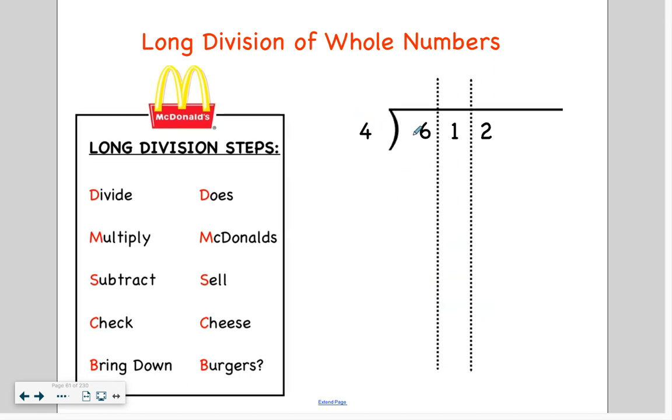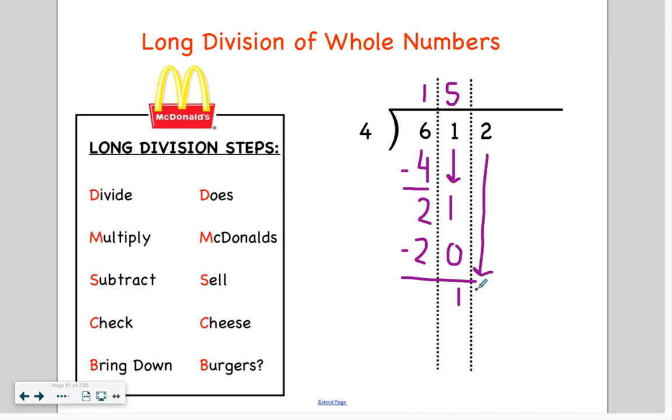612 divided by 4. 4 goes into 6 one time. 1 times 4 is 4. Subtract. 6 minus 4 is 2. Check. 2 is less than 4. Yes. Bring down our 1. 4 goes into 21 5 times without going over, because 5 times 4 is 20. Subtract. 21 minus 20 is 1. Bring down the 2. 4 goes into 12 3 times. 3 times 4 is 12. And there's no other numbers to bring down.